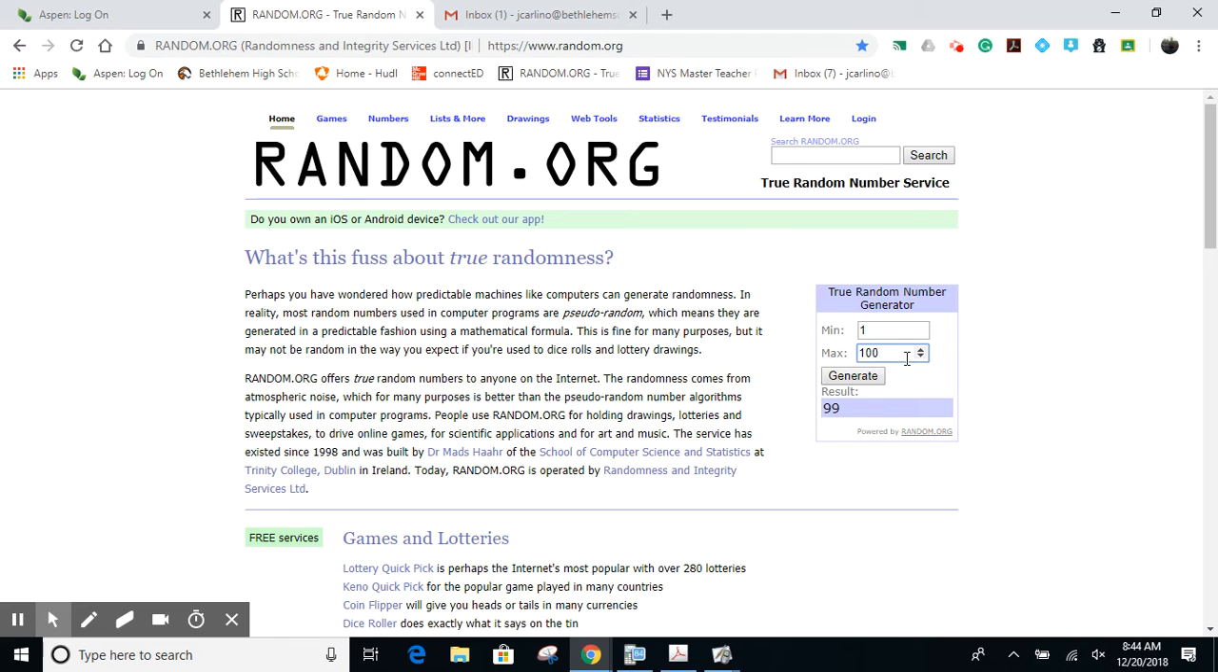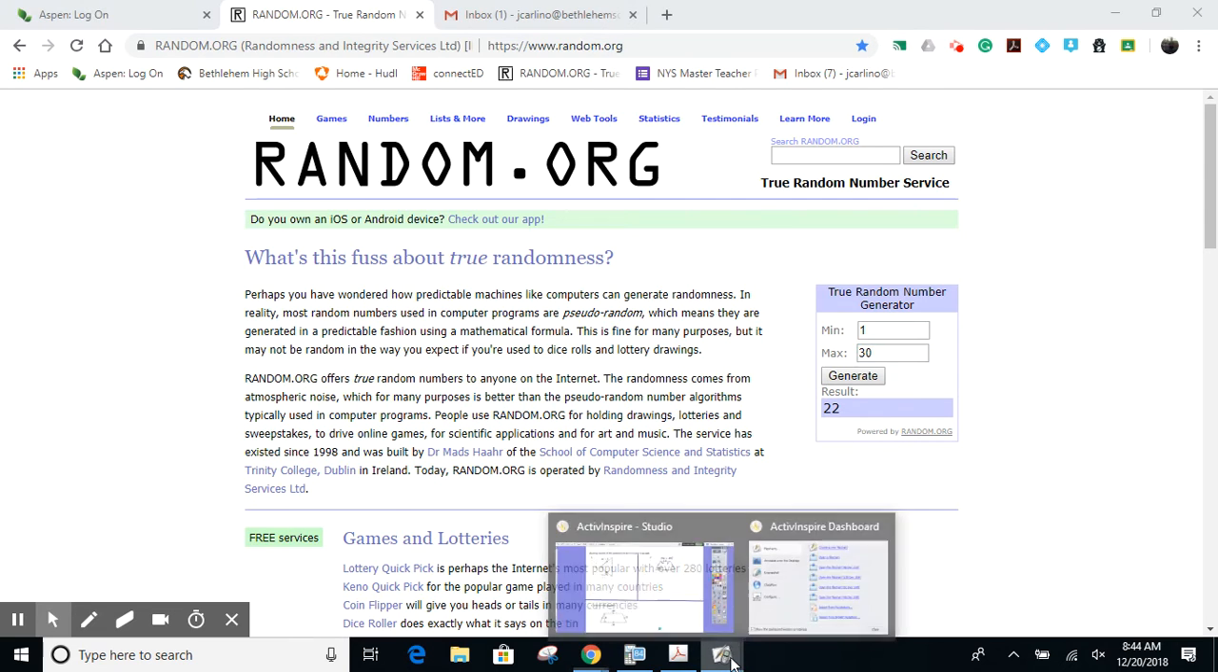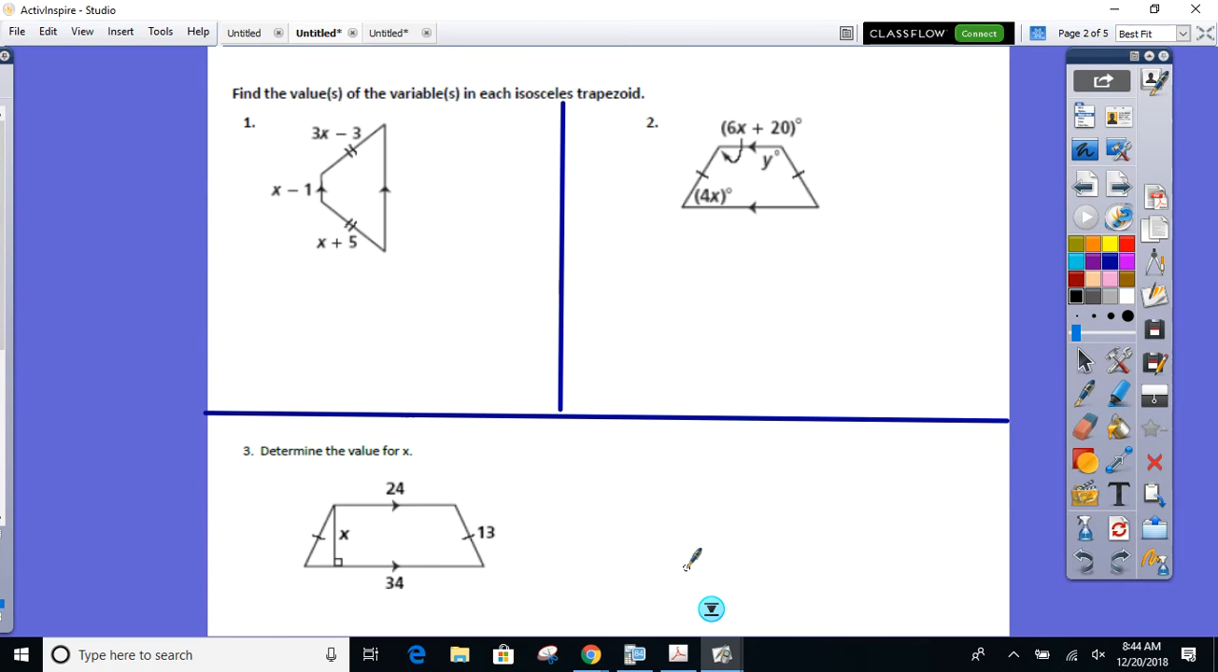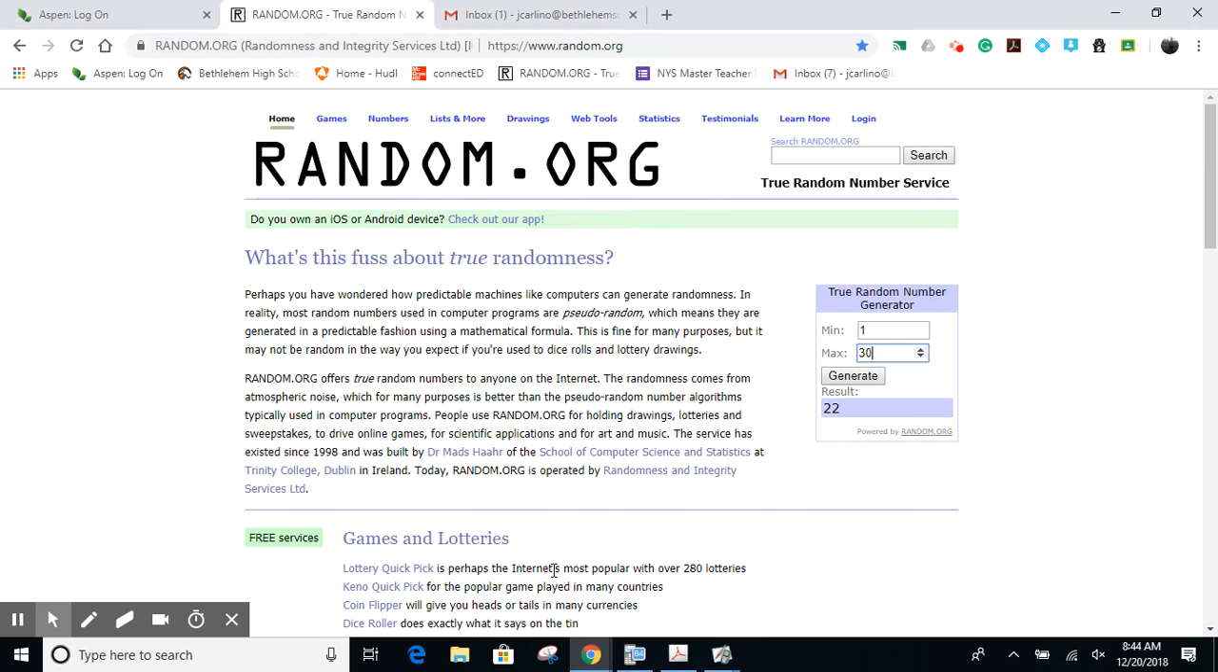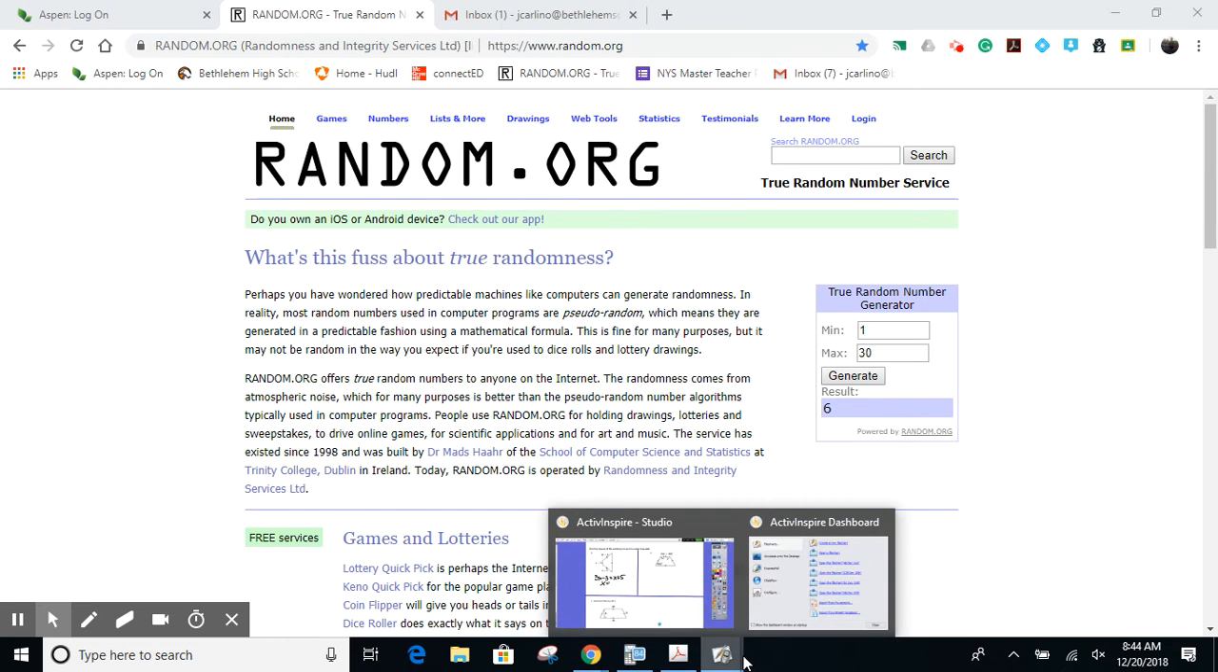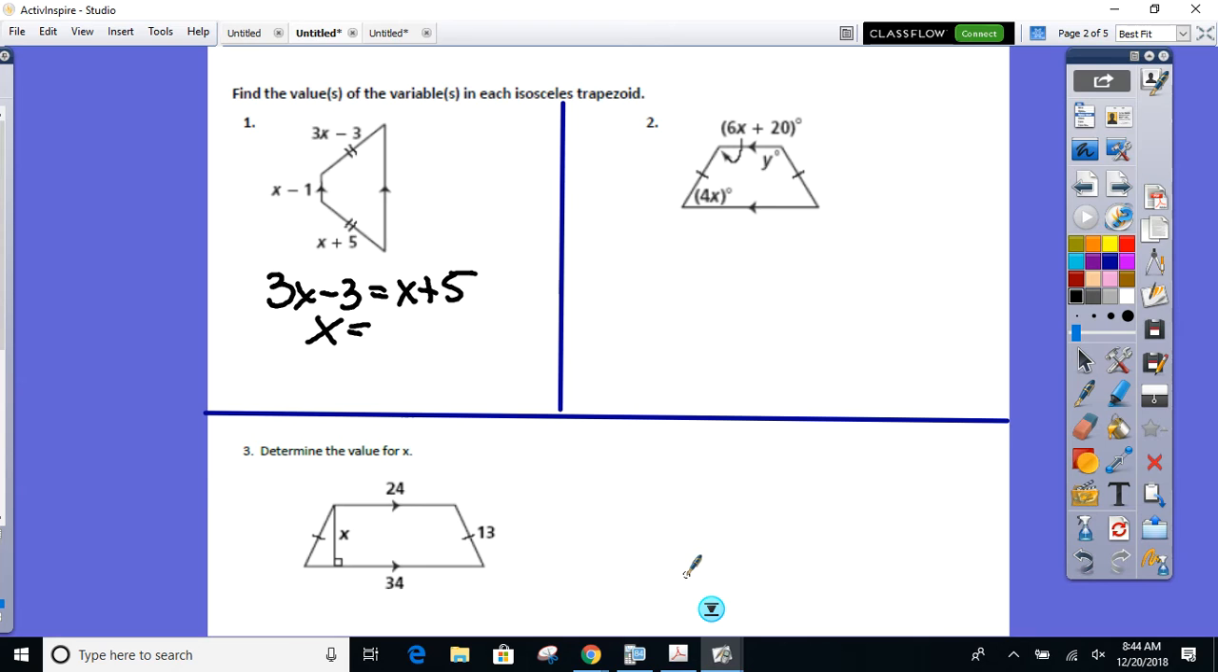3x minus 3 equals x plus 5. Legs are congruent in an isosceles trapezoid. Quick solve for x here when you're ready. Here we go. 6 when you're ready. Quick solve for x. 4. No issues. We all good.